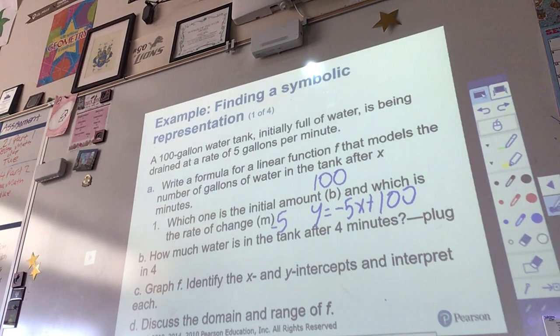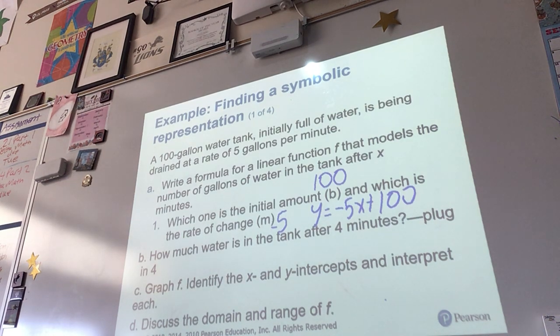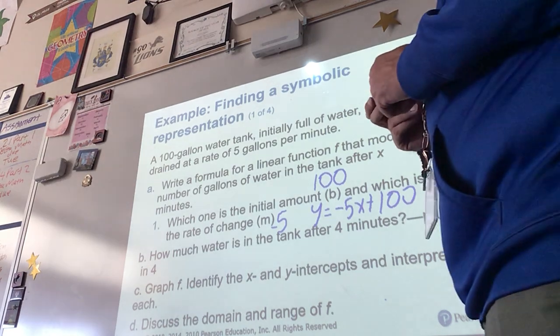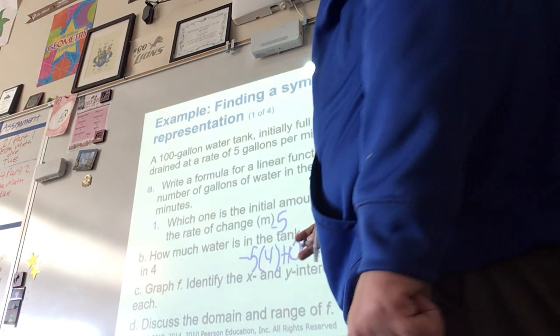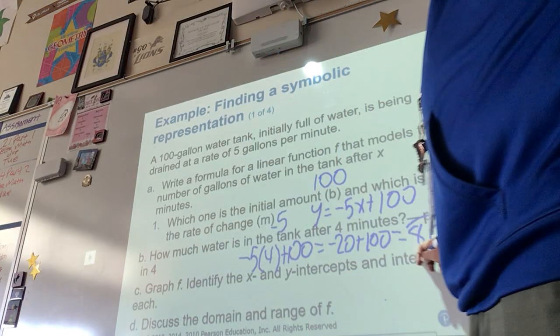Okay. So, next question, how much water is in the tank after 4 minutes? So we're going to plug in 4 for x. So we'll go negative 5 times 4 plus 100. So negative 5 times 4? And negative 20 plus 100. So there are 80 gallons in the tank after 4 minutes. Okay.